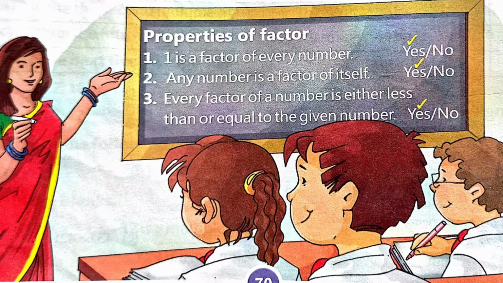1 is a factor of every number because 1 is the smallest number. Here the properties of factors are given. First property, 1 is a factor of every number. Second, any number is a factor of itself. Third, every factor of a number is either less than or equal to the given number. A factor cannot be greater than that number because a factor can divide that number.